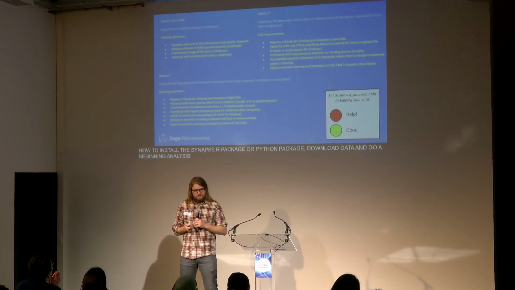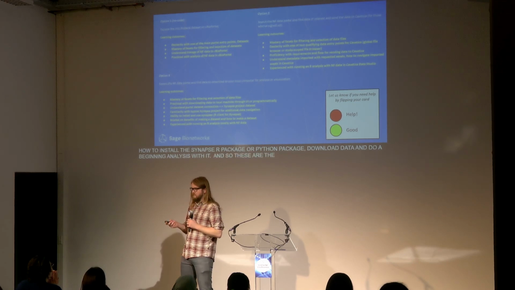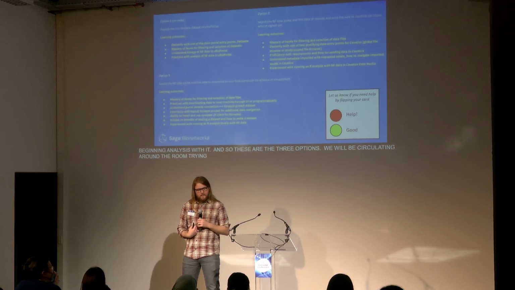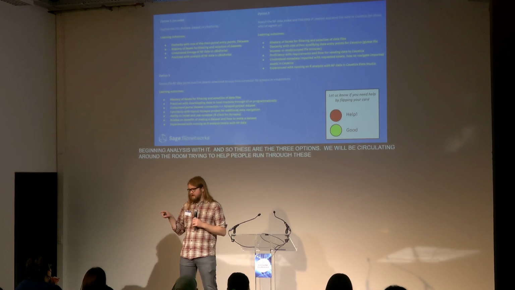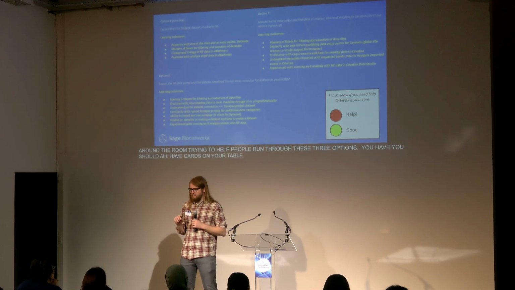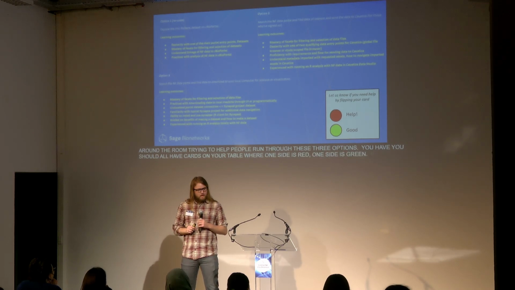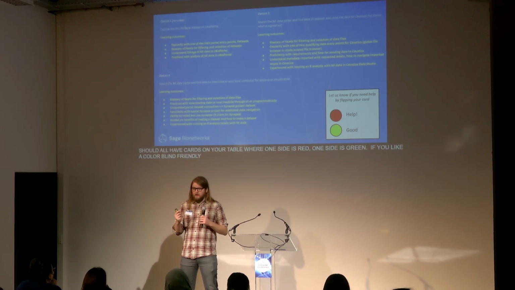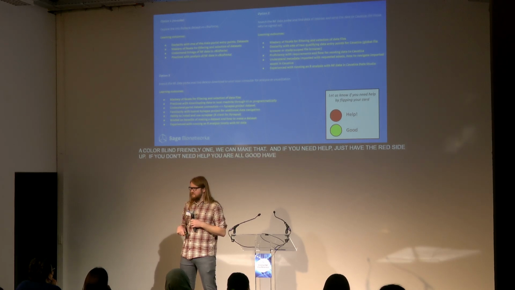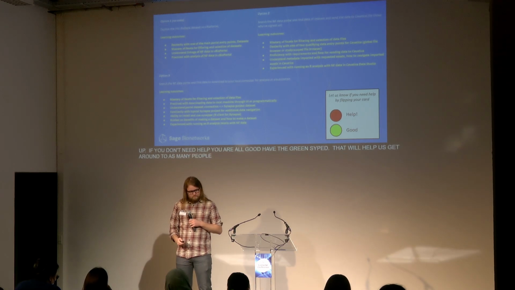And so these are the 3 options. We will be circulating around the room trying to help people run through these 3 options. You all should have cards on your table where one side is red, one side is green. If you'd like a colorblind friendly one, let us know, we can make that. If you need help, just have the red side up. If you don't need help, you're all good, just have the green side up, and that will help us get around to as many people as possible without making you hold your hand up for minutes or longer. And yeah, we'll just leave it at that.